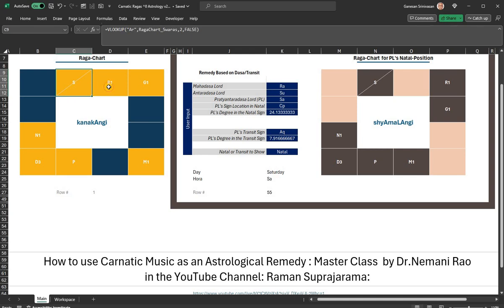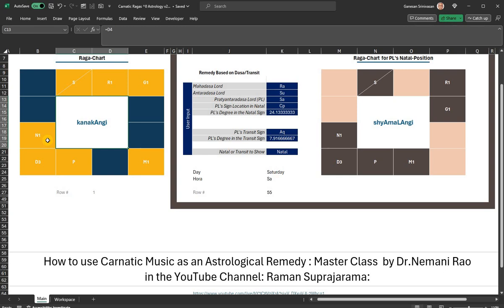And you see some of the boxes there, some of our rasis are occupied and some are empty. Whatever is empty is shaded in the blue color here. That's because Kanakangi has Sa, Ri, Ga, and specifically Ma, Pa, Dha, Ni. Some frequencies are there, some frequencies might not be there, depending on the definition of what the raga is.